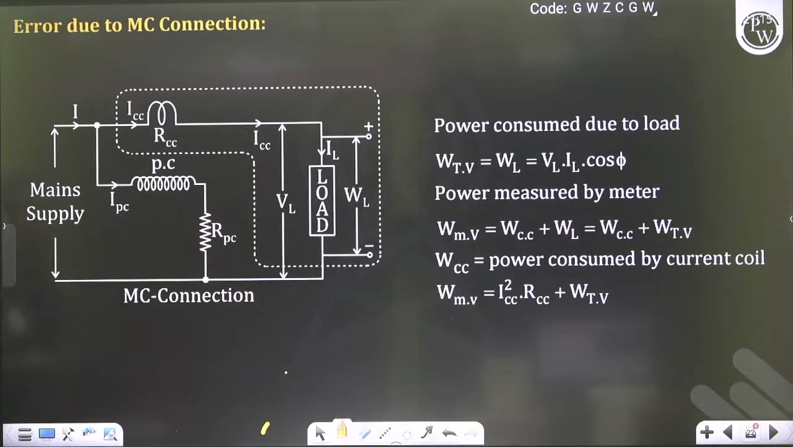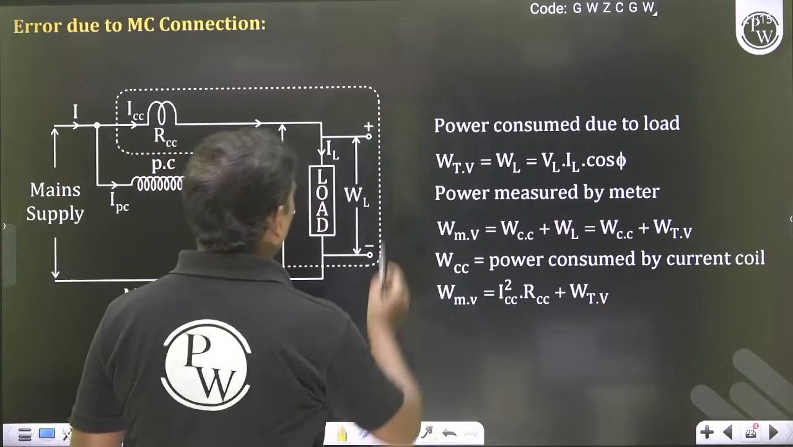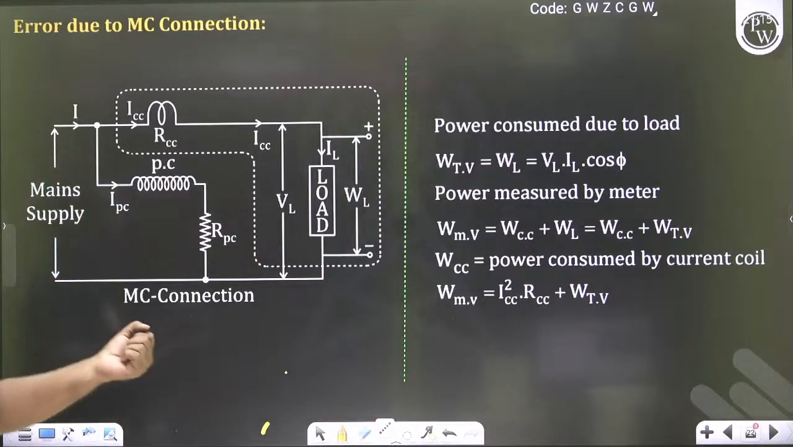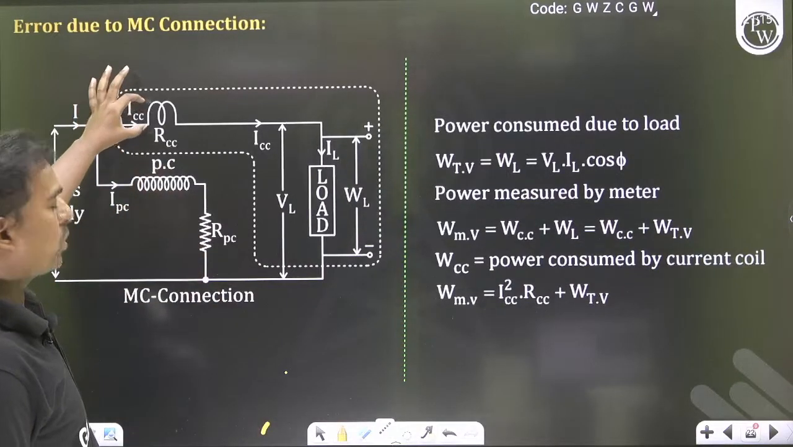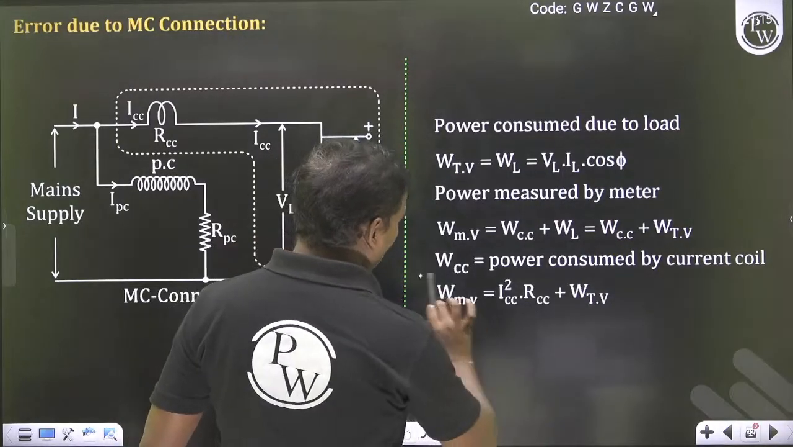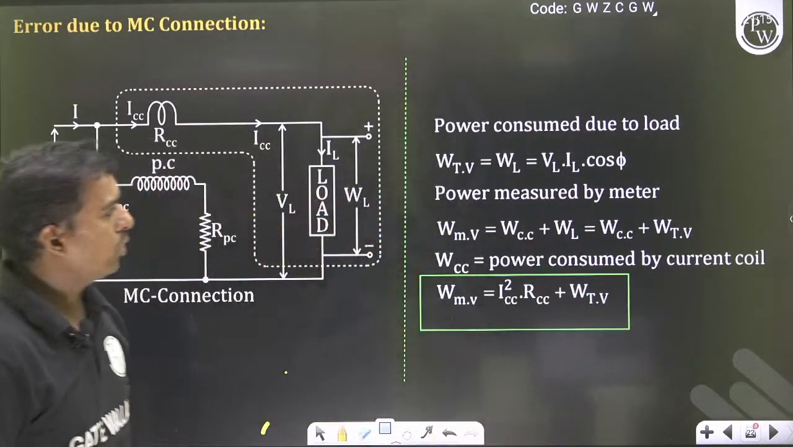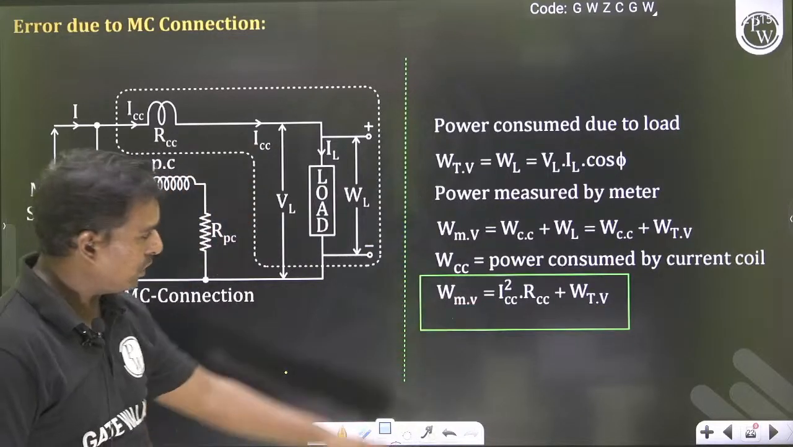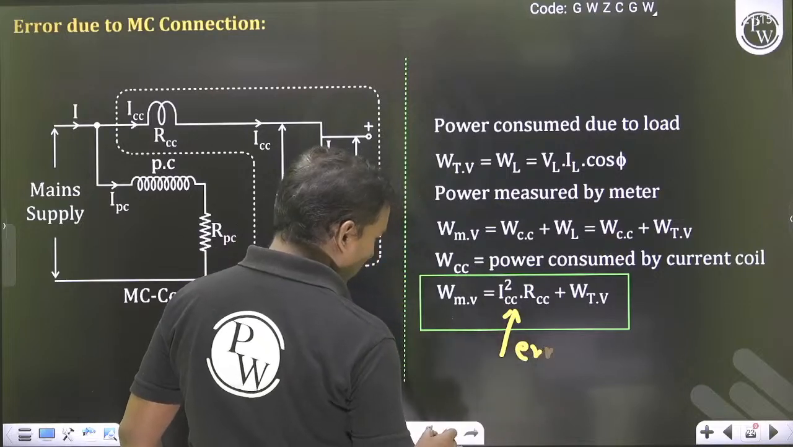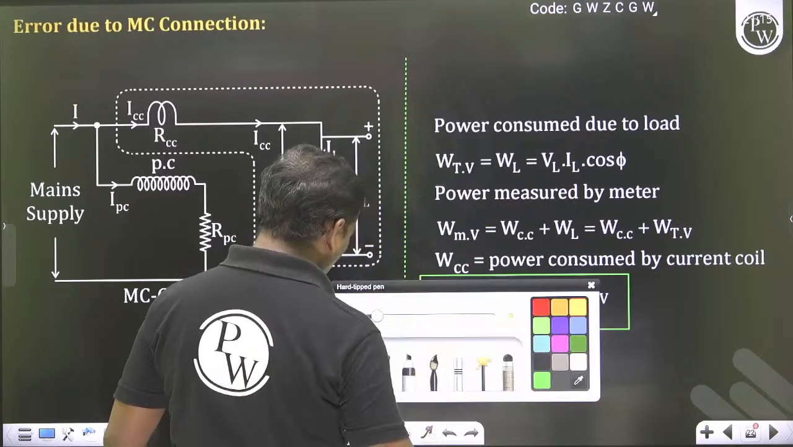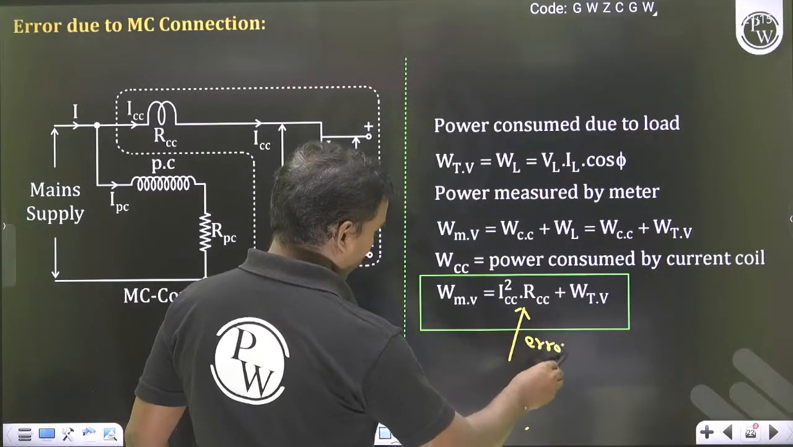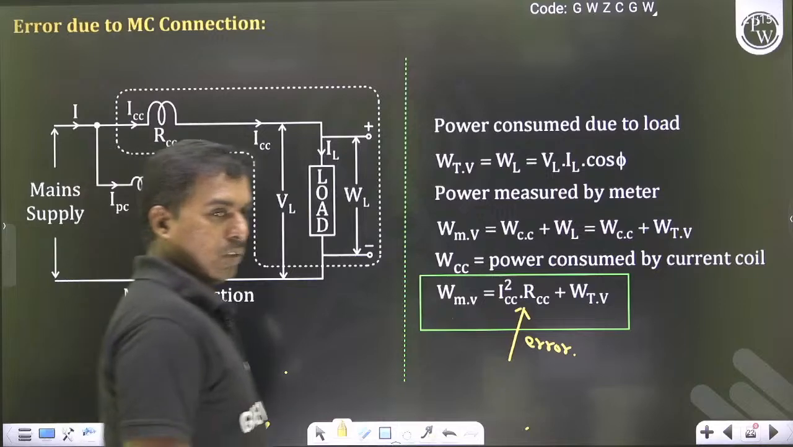Now if you see the measured value is nothing but power consumed by the current coil plus power consumed by the load. So what is the power consumed by the current coil? That is nothing but current passing through the square into resistance of the current coil. So this is the measured value. So power consumed at the measurement section is this. So comparatively true value is extra I square R. So this is the error. So this part I can take it as error. Okay, chalo.